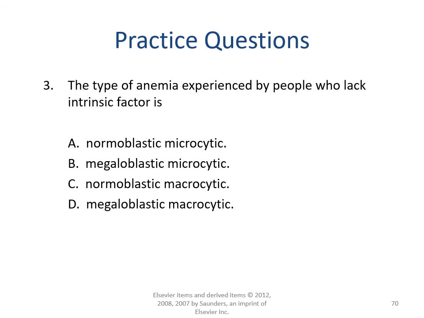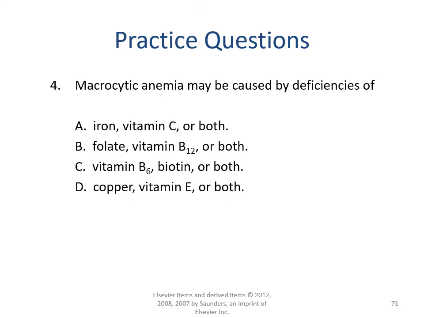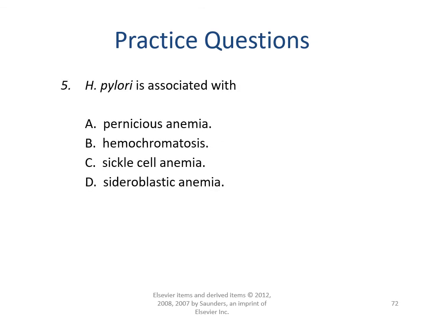Number 3, the type of anemia experienced by people who lack intrinsic factor. So if I do not have intrinsic factor, this is megaloblastic macrocytic anemia. Again, this is the type of anemia that develops when someone has pernicious or B12 deficiency anemia. Number 4, macrocytic anemia may be caused by deficiencies of blank. And this is answer choice B, folate, B12, or both. And number 5, H. pylori is associated with, and this is answer choice A, pernicious anemia.